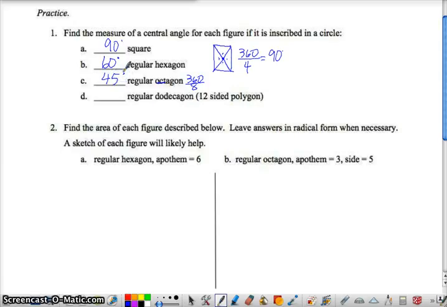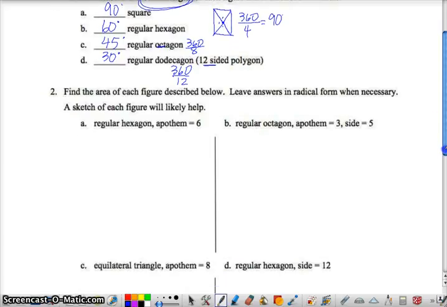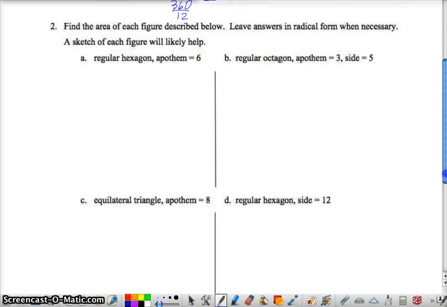A dodecagon is a 12-sided figure, so that's 360 divided by 12. So each central angle, again, emphasis on central angle, is 30 degrees. One of the best things you can do is probably draw the sketch.